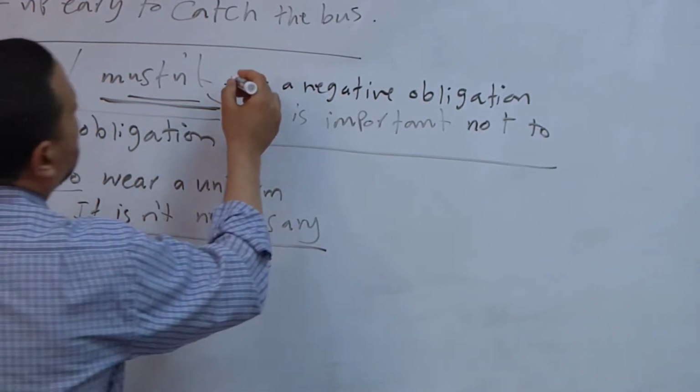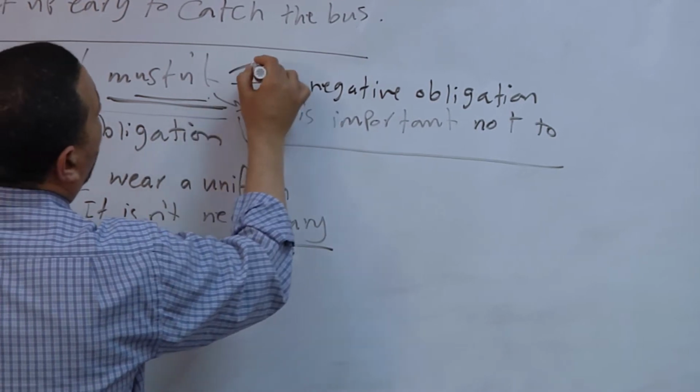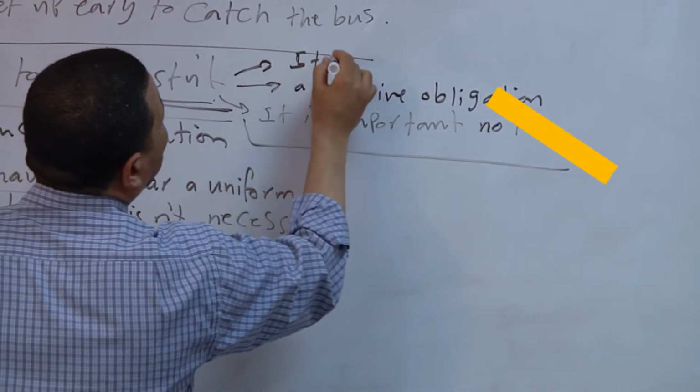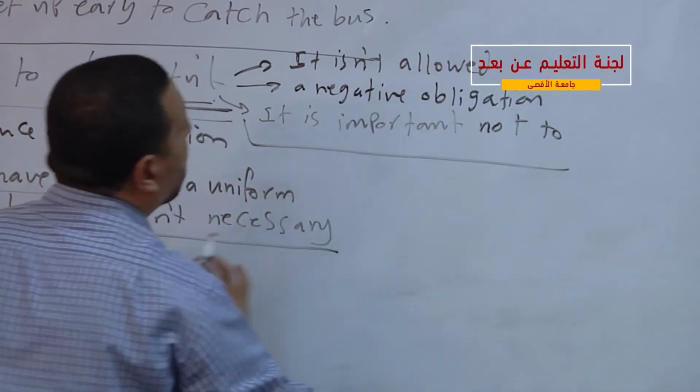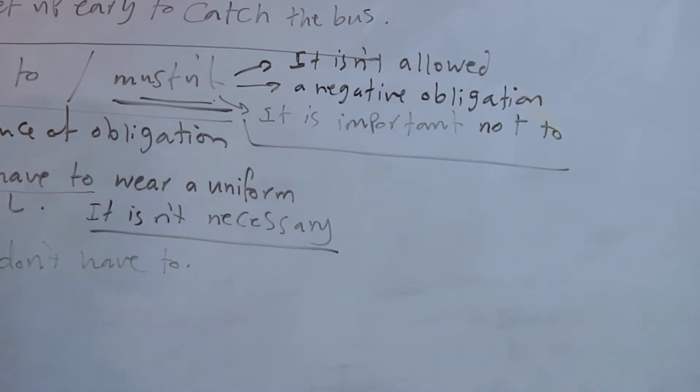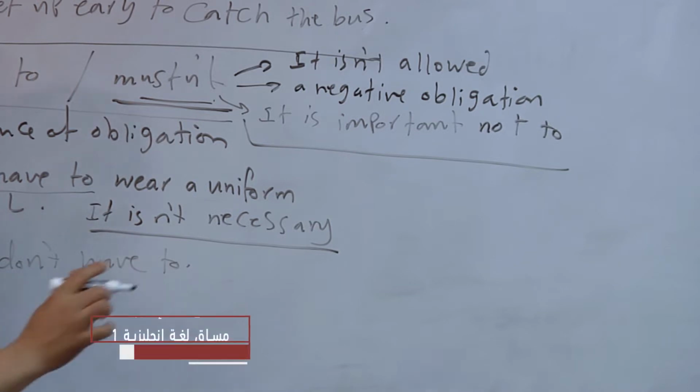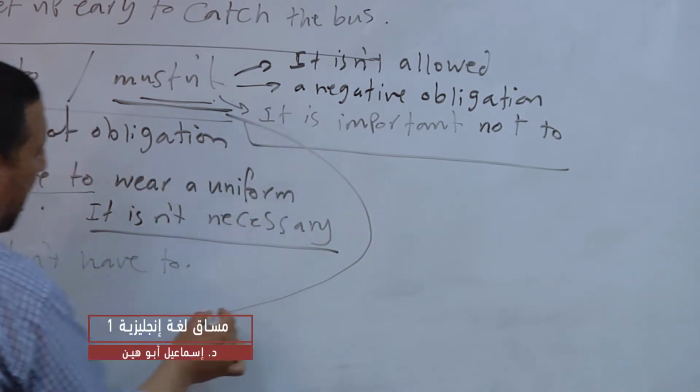So mustn't means we are not allowed, or it is not allowed. You are prohibited. You are forbidden. This is forbidden. This is prohibited. So let's have more examples actually.